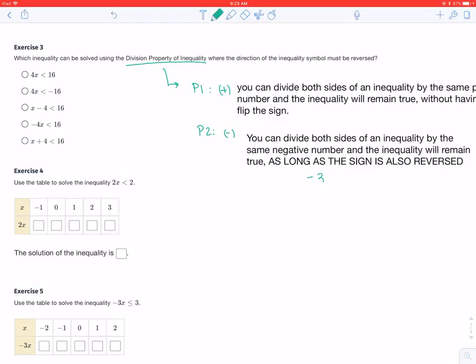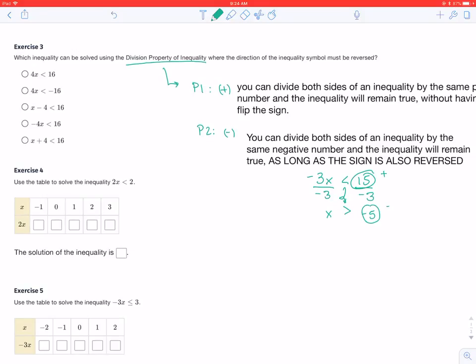So going back to that first example, we had 3x, but I'm going to make that now a negative 3x is less than 15. And so what I need to do for this case is divide by negative 3 and not a positive 3, which leaves me x is greater than, I had to flip that sign, x is greater than negative 5. Because this number 15 went from being a positive to now being a negative. And because that symbol flipped, we also need to flip the inequality symbol, that comparison symbol in the middle.